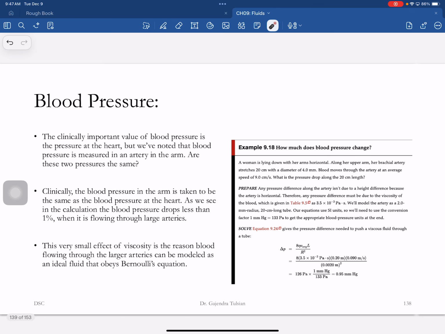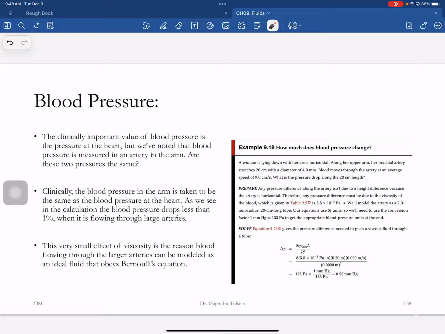So here, a woman is lying down with her arms horizontal along her upper arm. Her brachial artery stretches 20 centimeters. And the blood is flowing at 9 centimeters per second in the brachial artery. How do you measure that? How would you measure the speed in an artery?